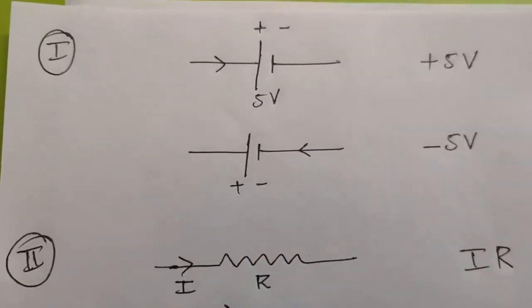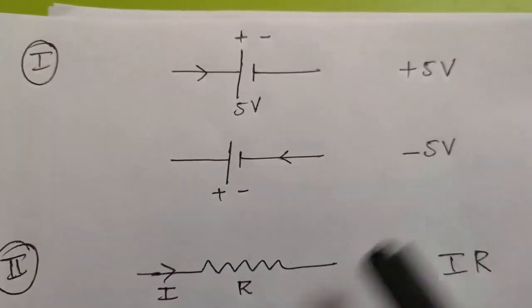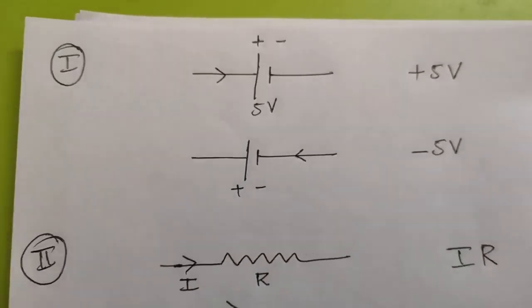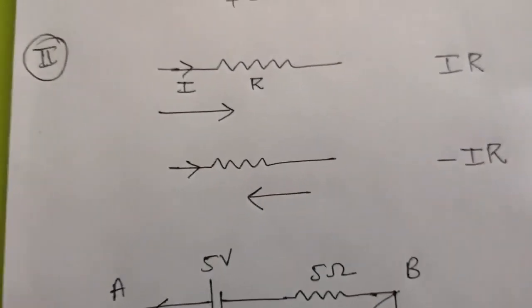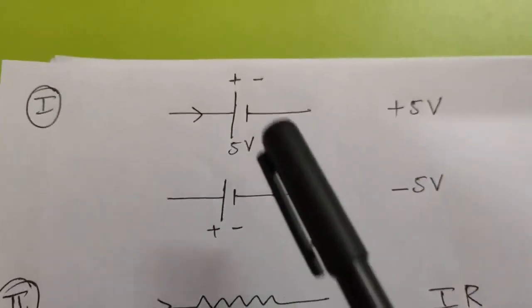In the circuit, we'll be using this rule only. If the positive terminal comes first, write down plus 5 volt. If the negative terminal comes first, write down minus 5 volt. Okay, so this rule was for a battery.